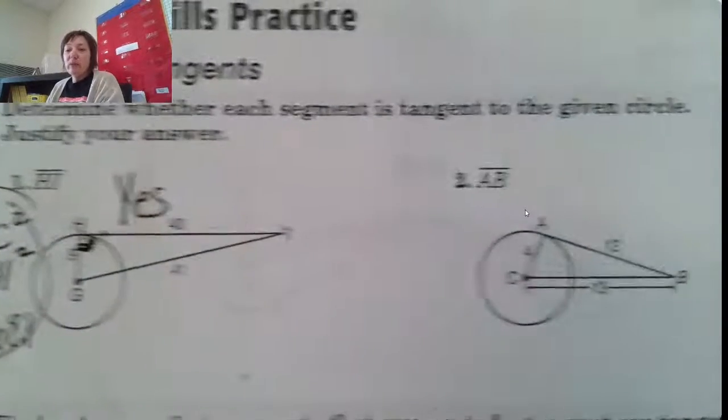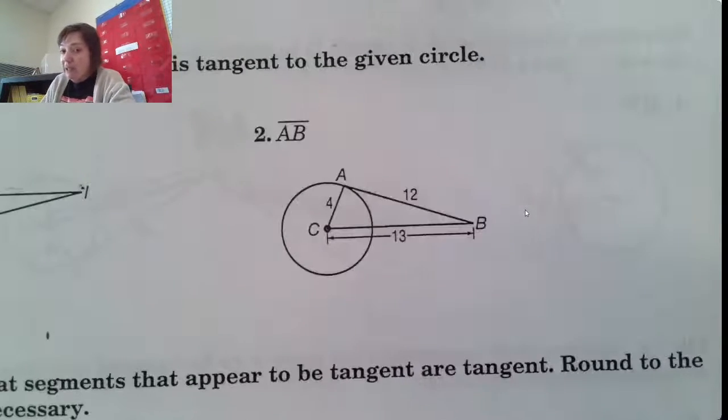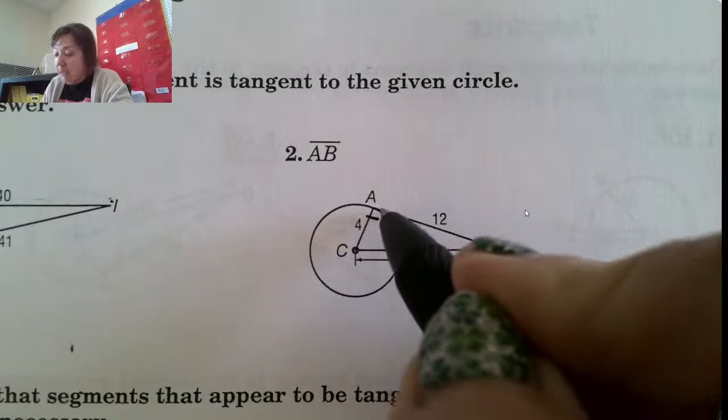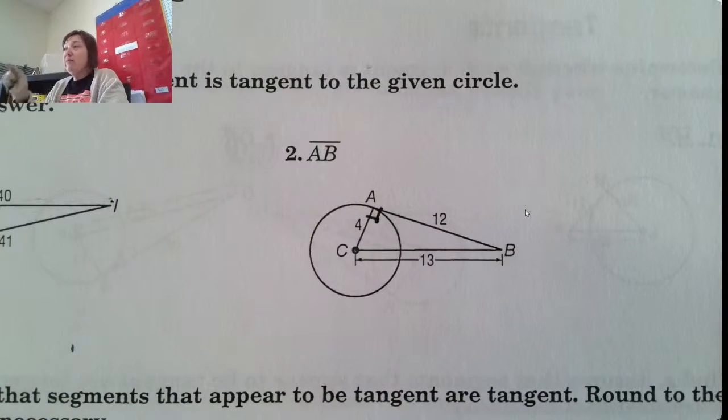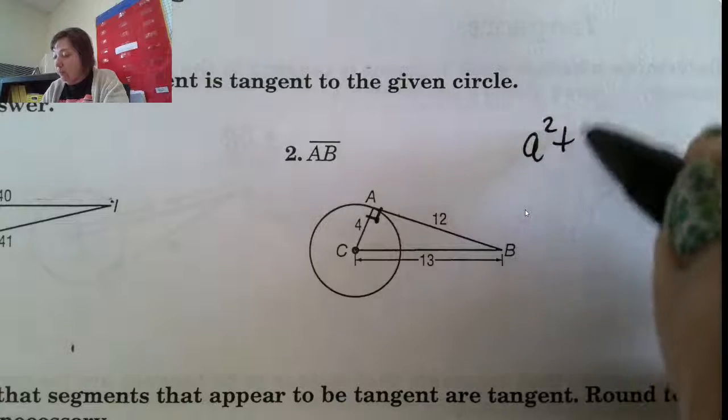Okay? So look at number 2. Same scenario. They're asking us, is AB a tangent? Now, does it look like a tangent? Yes. It does, don't it? But for it to be a tangent, that has to be a 90-degree angle. If that's a 90-degree angle, that means that's a right triangle. If that's a right triangle, that means Pythagorean theorem will work for it, right? So we're going to plug things into our Pythagorean theorem.